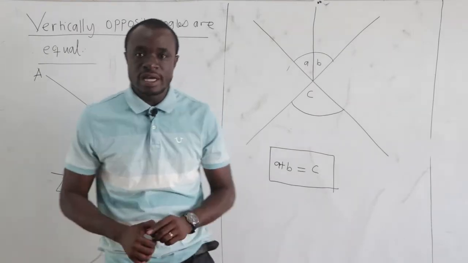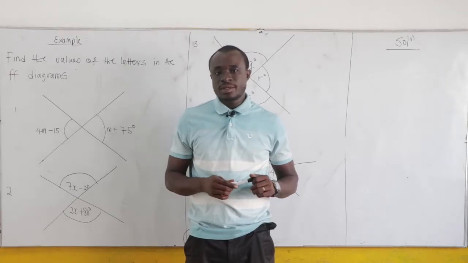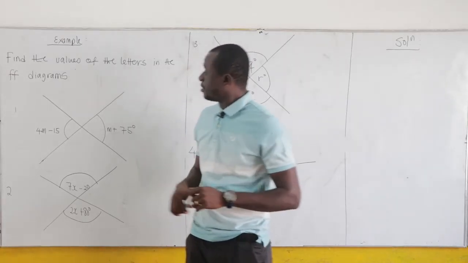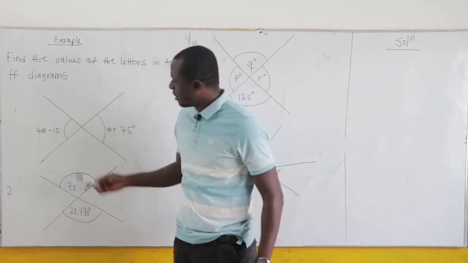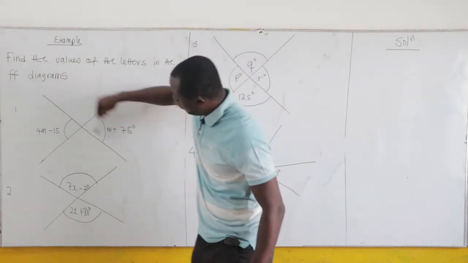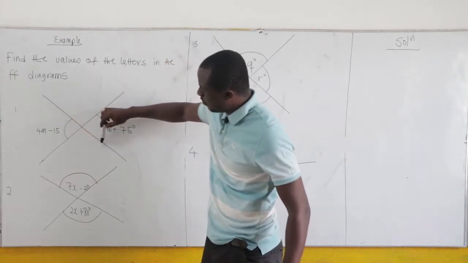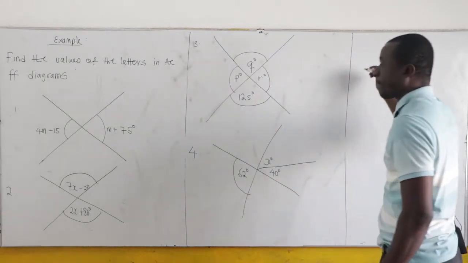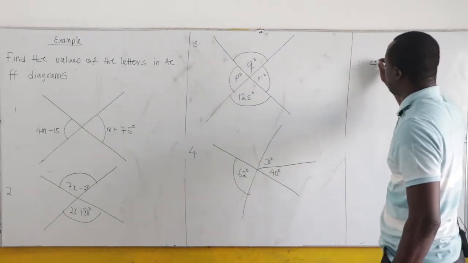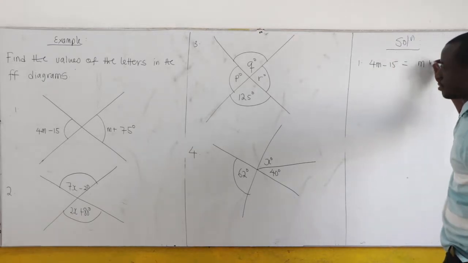Now let's consider examples for better understanding. Now let's consider the following examples. Find the values of the letters in the following diagrams. Now let's see question 1. Now this is a straight line, this is also a straight line. So the angle over here is vertically opposite to the angle over here. So with the first one, we have 4m minus 15 equal to m plus 75 degrees.